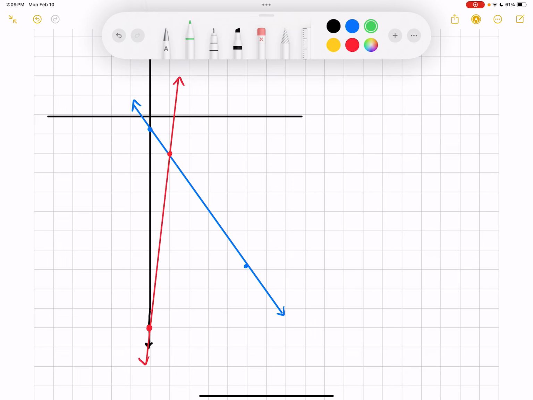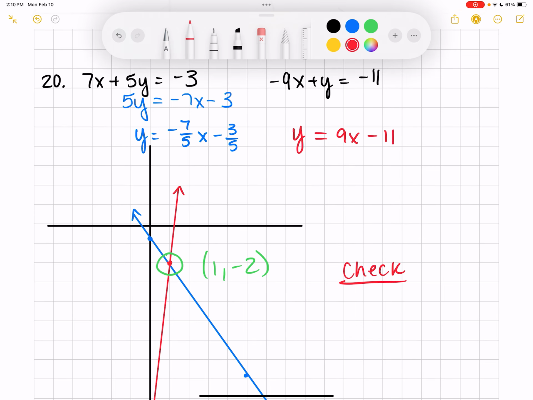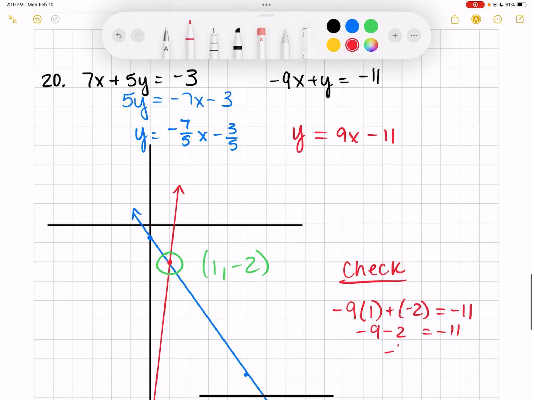All right, so what does this point look like it is? 1, negative 2. So I'm going to check that. You want to check it in the first one or the second one? Second one. I heard the second one first, so we're doing that one. Negative 9 times 1 plus negative 2 equals negative 11. Negative 9 minus 2 equals negative 11. Negative 11 equals negative 11. So we're good.